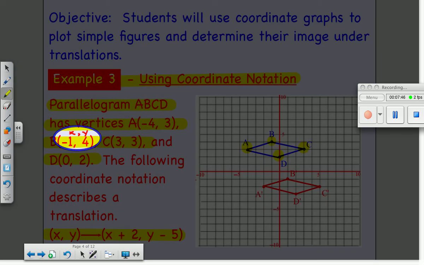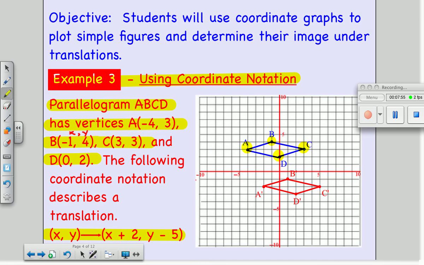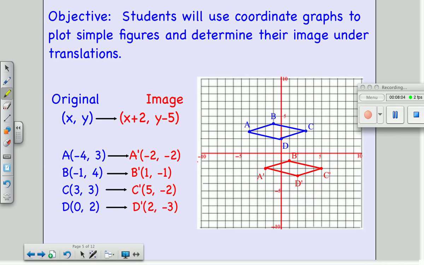So I'm taking B here, and X is -1 and Y is 4. So it told me that I'm going to add 2 to -1. Let me see if this is on the next page so I don't run out of room. Yes, it is. So here's my original and here's my image. These are all my originals, and this is the image. I'm going to add 2 to the X and subtract 5 from the Y.